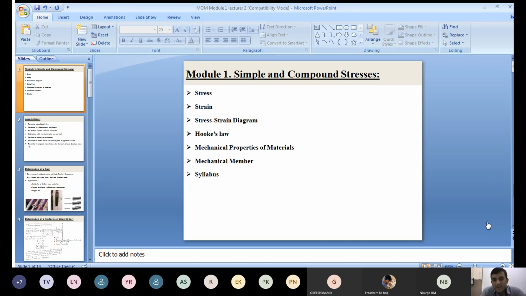Now in the second topic, in module 1, simple and compound stresses, first we study the simple stresses. First we should know what we mean by stress, then strain.